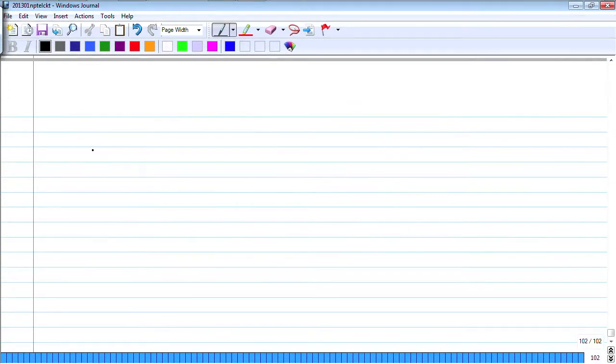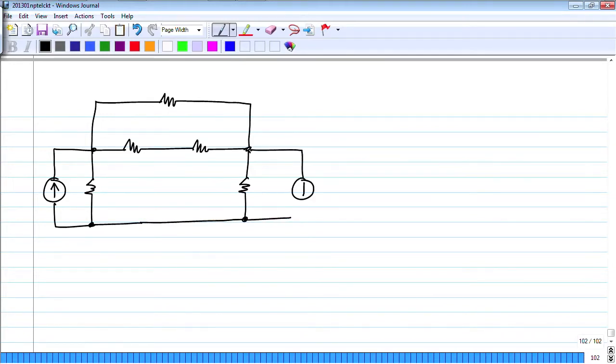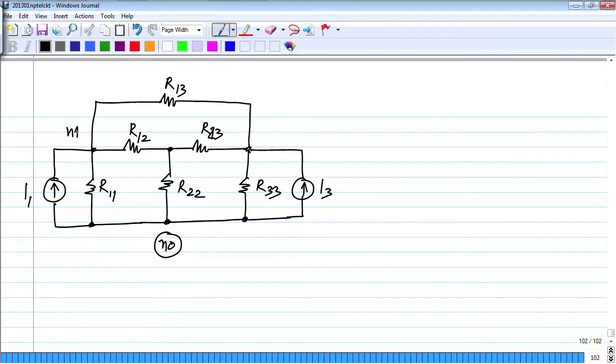So let me write down the original circuit I had. I had this circuit, and okay, let me call this I1 and I3. I'll call this R11, R12, R13, sorry, R23, R22, R33, R13. The reason for this naming will become very clear. And let me call this node N0. This is N1, N2, N3.